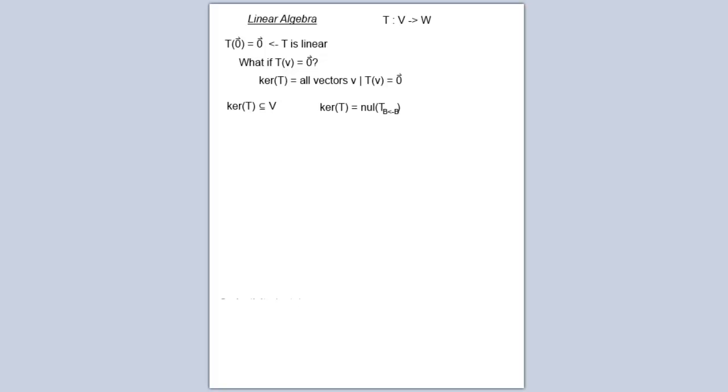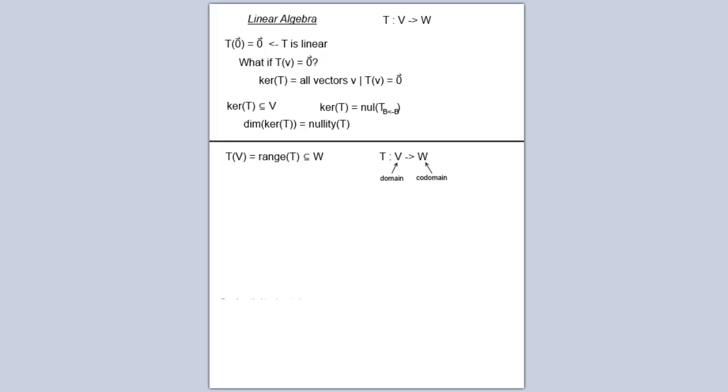You might also want to record the dimension of the kernel, which has a name, the nullity of T. Similarly to how the kernel transforms into the 0 vector, the entire domain transforms into the range, which might sound familiar from algebra, where range is the scope of all the y values a function covers. But in this case, it is a new vector space, which is a subspace of what's called the codomain. If T is from V to W, V is the domain, W is the codomain, T of V is the range, and the inverse transformation of the 0 vector is the kernel.